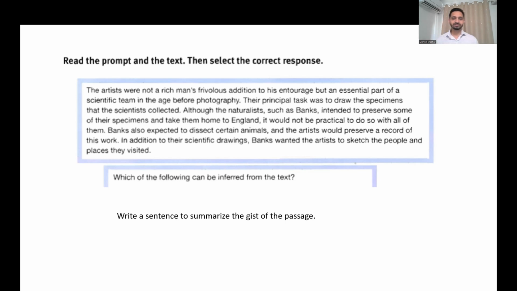So let's look at this passage and how we summarize. Please, you can pause the video here, read the passage, and write a sentence to summarize the gist of the passage. And when you come back, we're going to do it together.